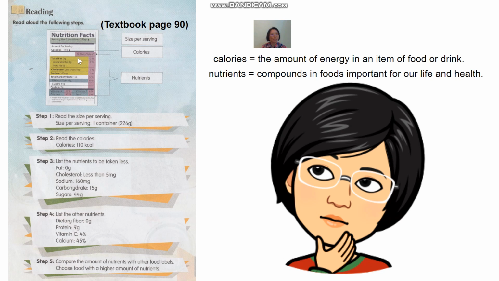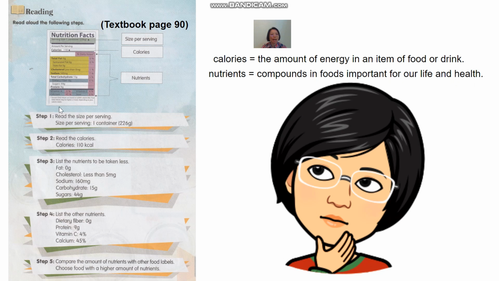Then from this part here, you can see all types of nutrients that we can get from the food. So if you can see here, we have total fat, and then we have cholesterol, sodium, total carbohydrates, dietary fiber, sugar, proteins, vitamin A, calcium, vitamin C, and also iron. So these are all the nutrients. So what are nutrients? Nutrients are compounds in foods important for our life and health.